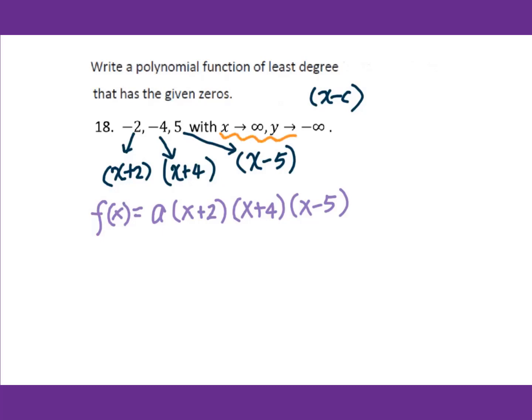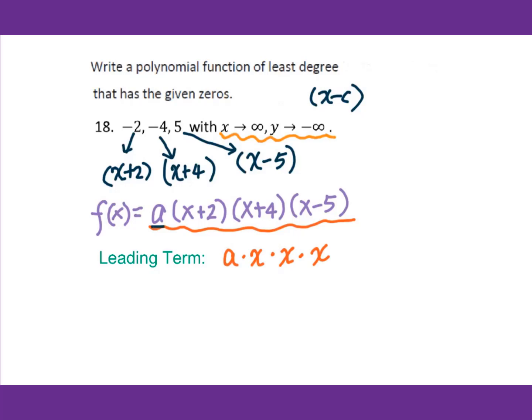When x approaches positive infinity, y approaches negative infinity. This is an end behavior. We know end behavior is determined by the leading term. Therefore, look for the leading term for this polynomial function. We have a times x times x times x. Just find the leading term for each factor, then we multiply. We get ax to the third power.